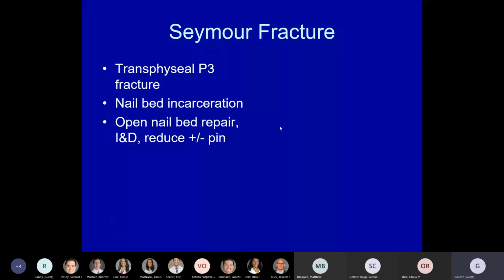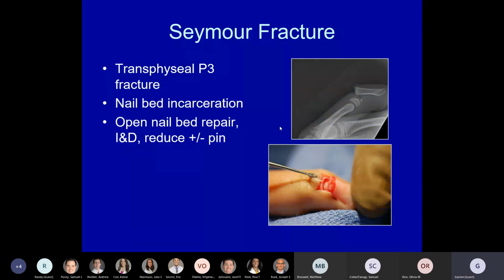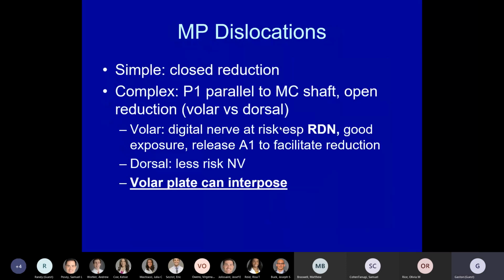Seymour fractures I talked about, that was that distal phalanx fracture where it came through the physis. Remember, the nail bed can be incarcerated, I&D, and reduce it. There it is. There's the little nail bed getting fixed.